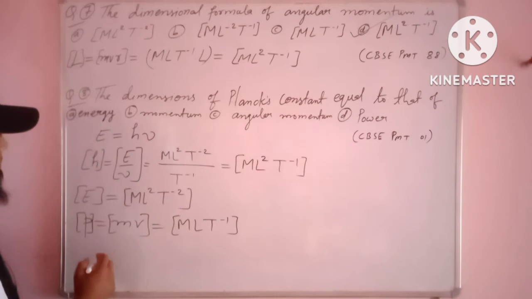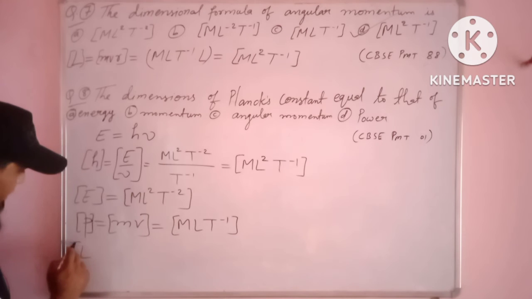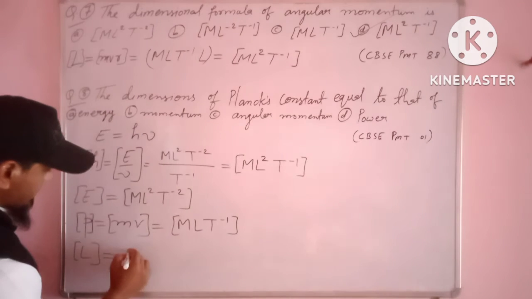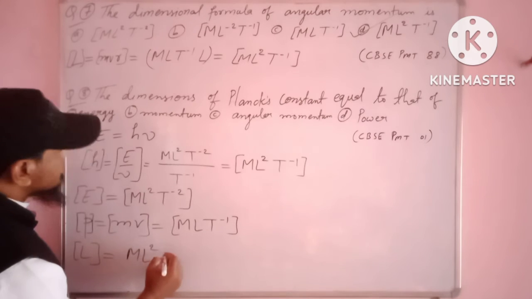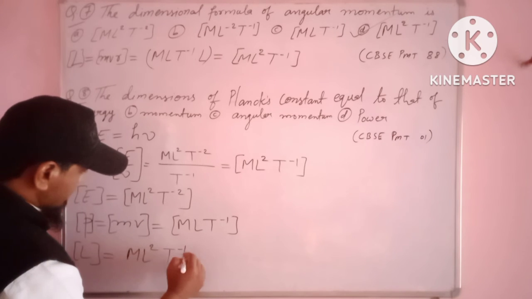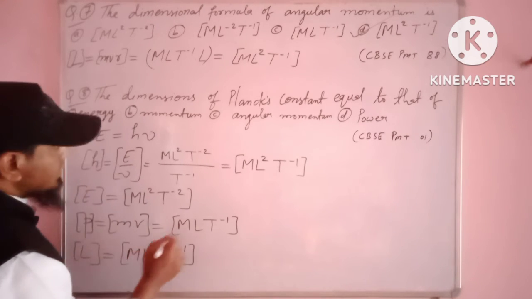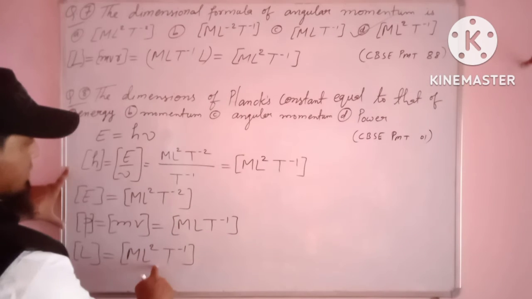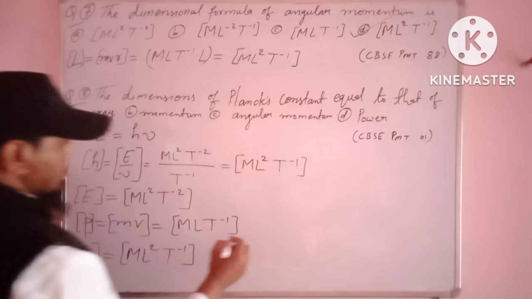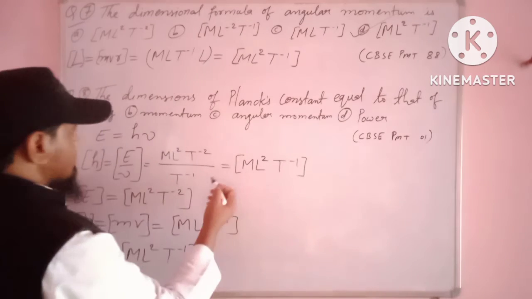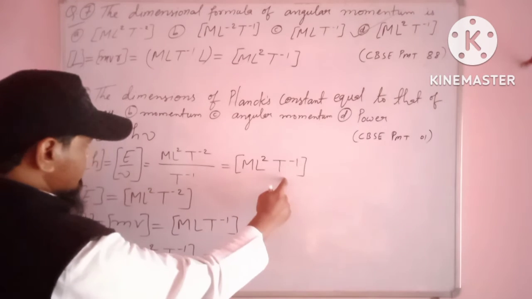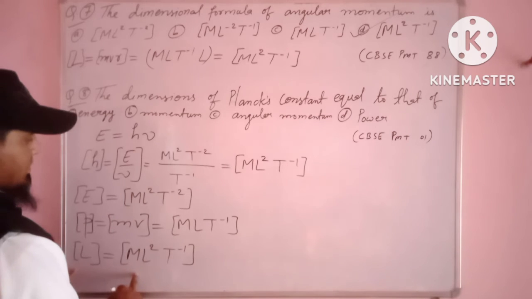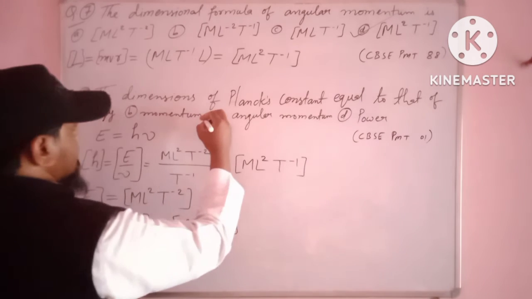Now angular momentum, which we have already calculated in the previous question. You can see from here the dimensions of angular momentum are ML²T⁻¹. So the dimensions of Planck's constant are ML²T⁻¹, and the dimensions of angular momentum are also ML²T⁻¹. So you can write down that option C is correct.